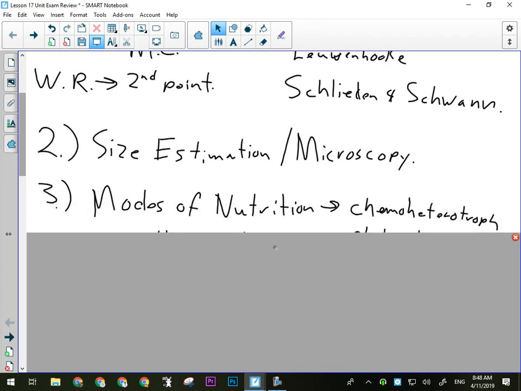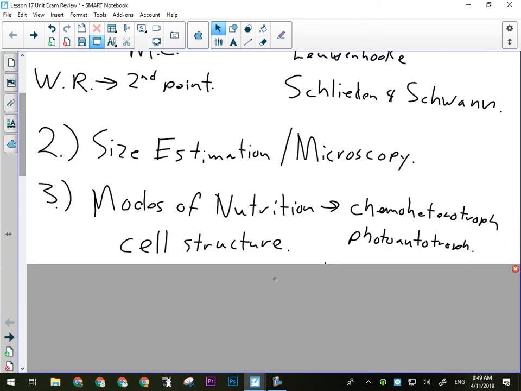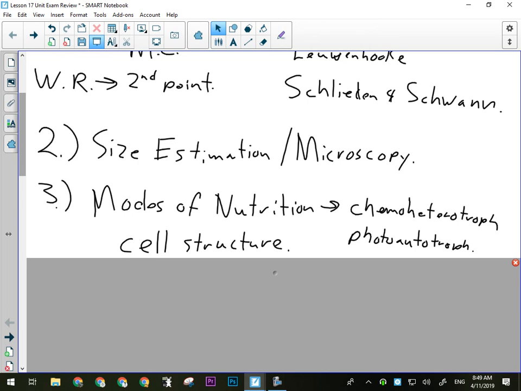Okay, then we had our lesson on modes of nutrition. The modes of nutrition are going to be important because, A, they could be in the multiple choice, asking you about chemoheterotrophs and photoautotrophs. But there could also be some written response items that work in how cell structure is tied to the modes of nutrition. And we looked at that.